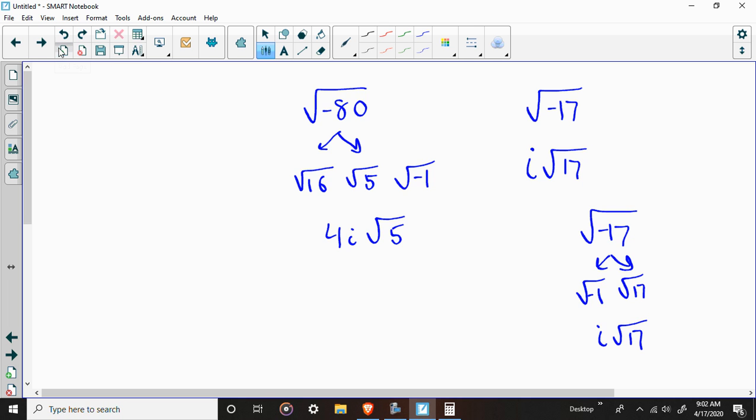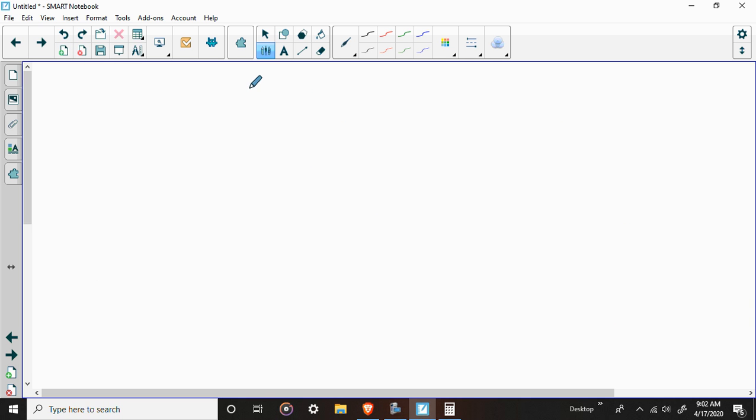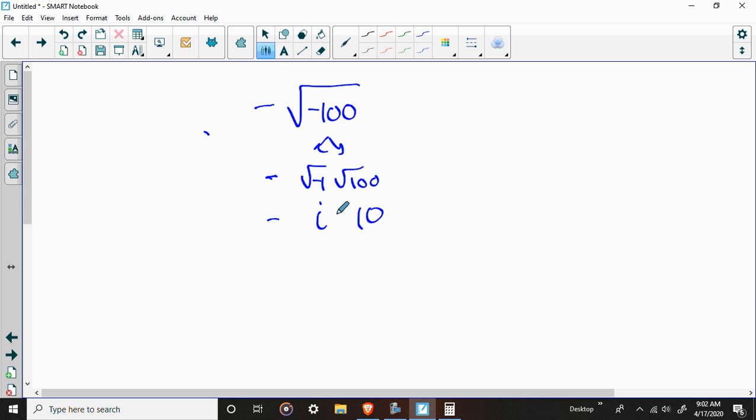The only other things you might see: if they throw a negative sign on the outside, negative square root of negative 100. Well, we know that the square root of 100 is 10. So what's the negative square root of negative 100? That's the negative of the square root of negative 1 times the square root of 100. The square root of negative 1 is i, the square root of 100 is 10, so I have negative i times 10. What does that become? Negative 10i.